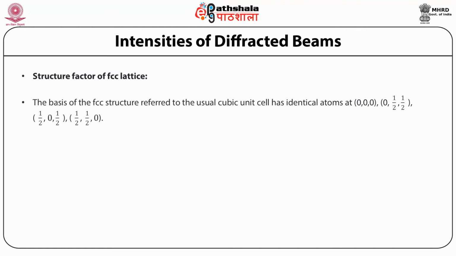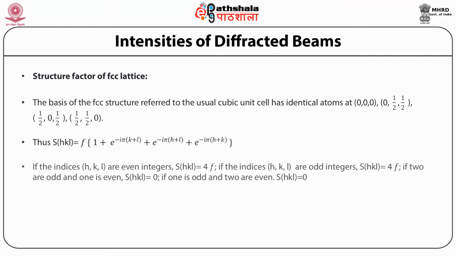The basis of the FCC structure, referred to the usual cubic unit cell, has identical atoms at (0, 0, 0), (0, 1/2, 1/2), (1/2, 0, 1/2), and (1/2, 1/2, 0). Thus, S(HKL) equals F into [1 plus e to the power minus iπ(K+L) plus e raised to the power minus iπ(H+L) plus e raised to the power minus iπ(H+K)]. If the indices HKL are even integers, then S(HKL) equals 4F.